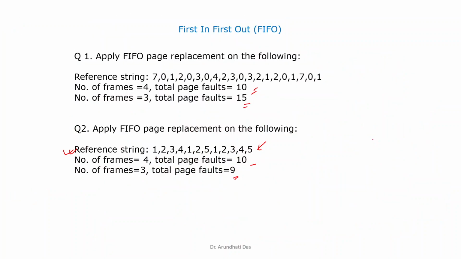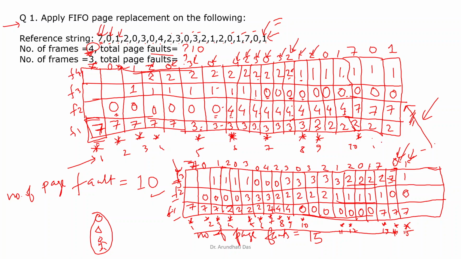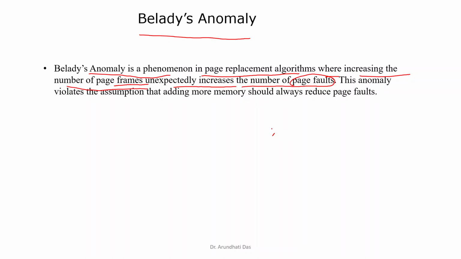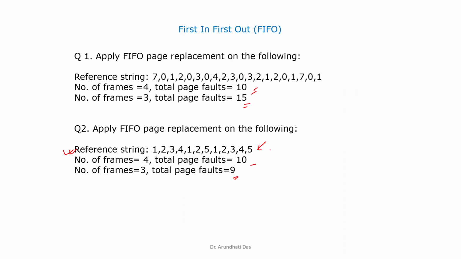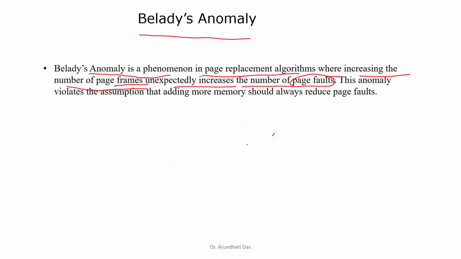But Belady's phenomenon says that in some cases, even if the number of frames is more, the page faults are also more. Some example of that we'll also see. Actually, for this particular example you will observe that even if the number of frames is more, still page faults are more. But in the previous example, the number of frames is more but page faults are less. In the second example, it is the reverse. So that phenomenon is called Belady's anomaly.